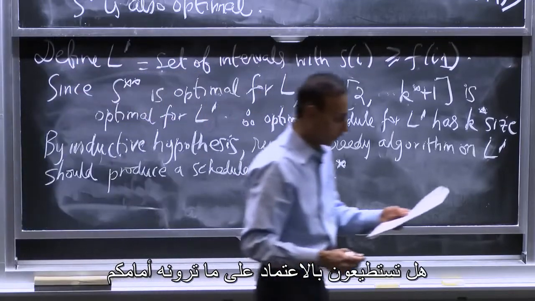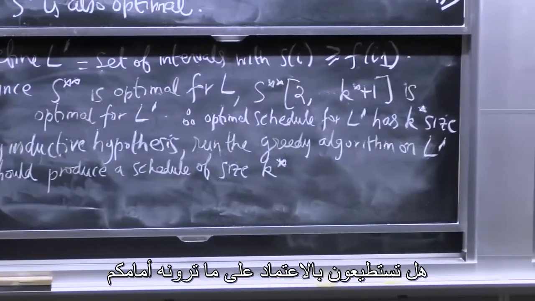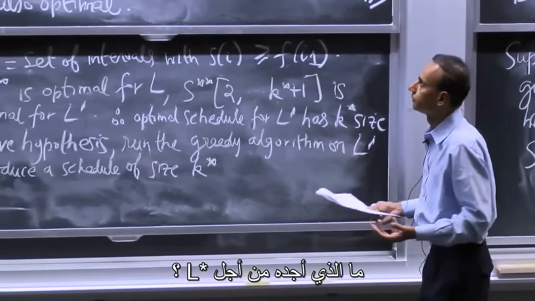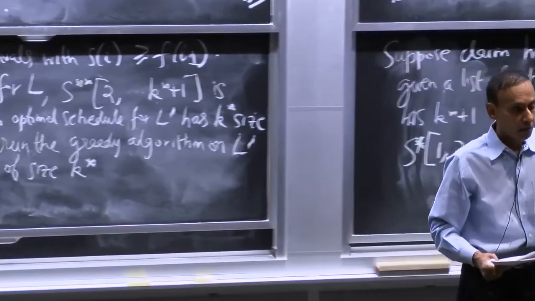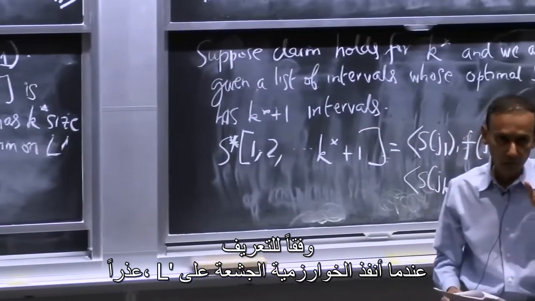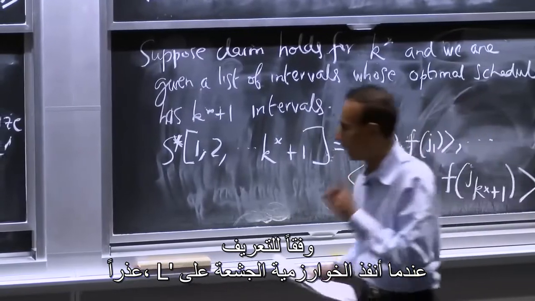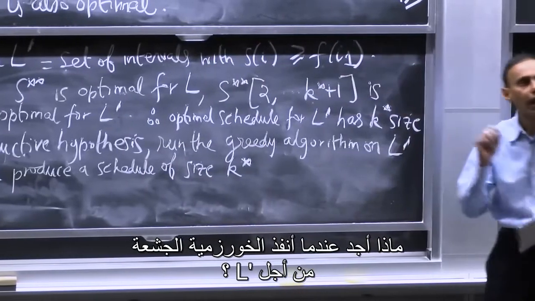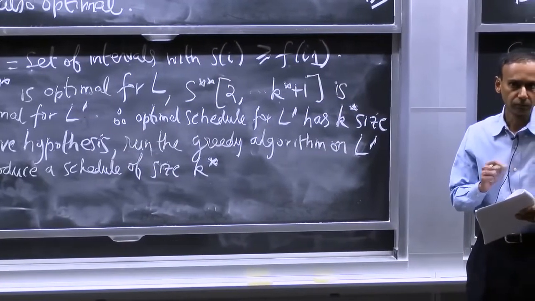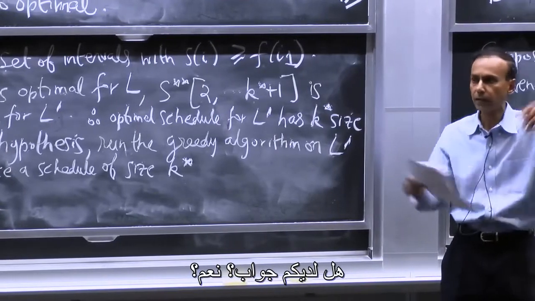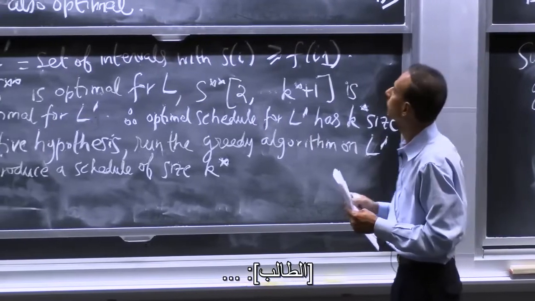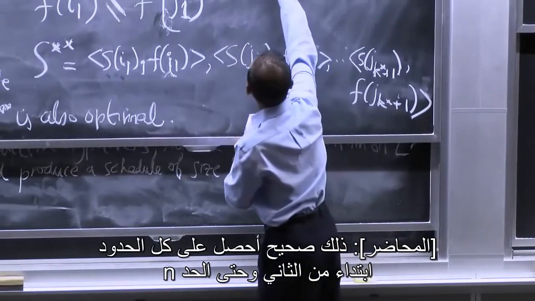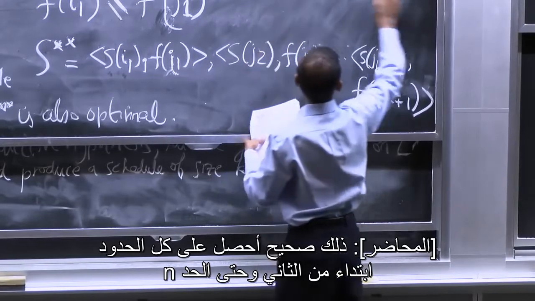Now can you tell me, based on what you see on the board, by construction, when I run the greedy algorithm on L prime, what do I get? Someone? Yeah. You get S of I sub 2, it goes... Exactly right. I get everything from the second thing here all the way to the end.